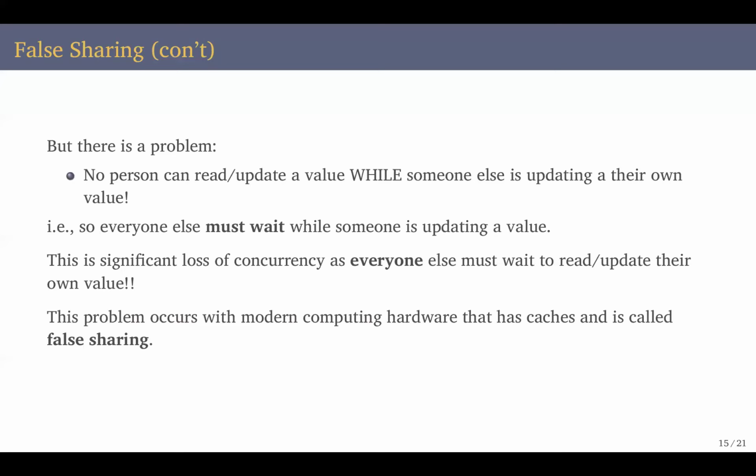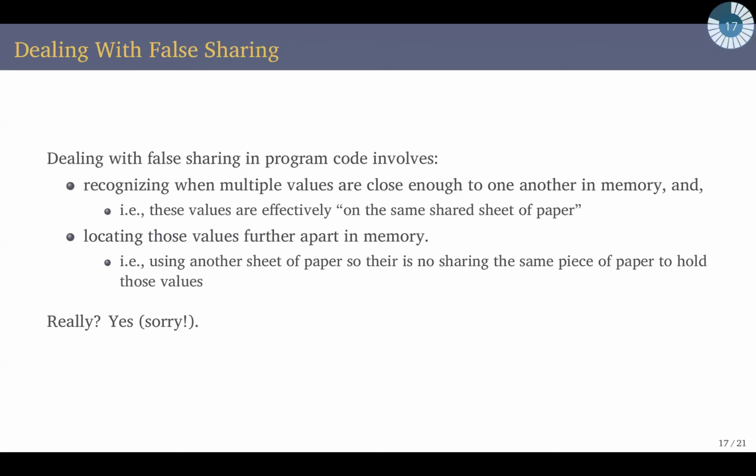The program is just saying, I need to update this value in I, and you want to update I. Well, if it's next to another value that another part of the program is updating, you've got a problem, because they're on the same shared piece of paper. So how do we deal with false sharing?